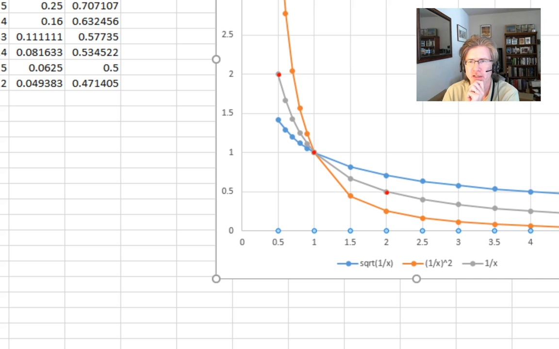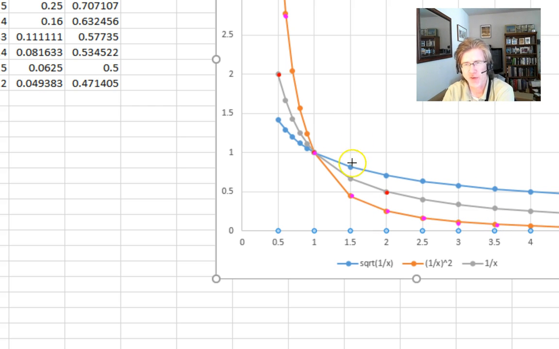Let me change my color here. Let's highlight in pink. So when I have 1 over x squared, when x equals 0.5, y is up here at like 4. So that's very high. So I'm on this curve right here. And this curve has again a point at x equals 1, y equals 1, and then it's dipping away much faster. So when x equals 2, y equals 1 over 2 squared, which is 1 over 4, or 0.25. That's definitely going much faster than the 1 over x curve.